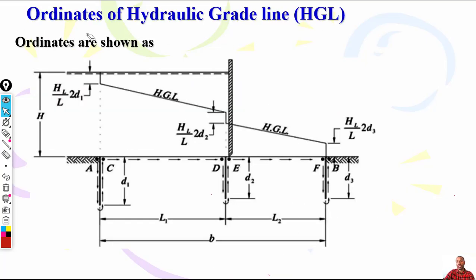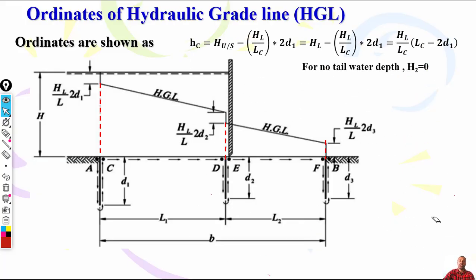Okay, so the ordinates of the hydraulic grade line are shown below. You can draw the subsurface hydraulic grade line, and for each cutoff you can have it like this. Up to here, the head loss across this cutoff will be the head loss divided by the creep length times 2 times D1, and this is also 2 times D2. This is again 2 times D3. The critical point is at point C, where you can find the safe hydraulic gradient.